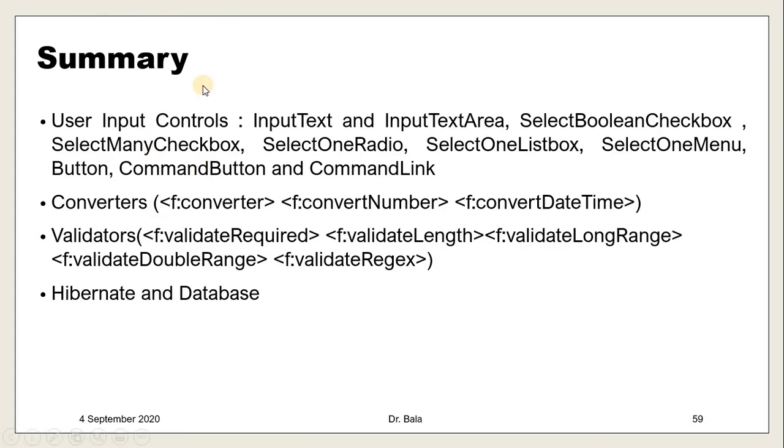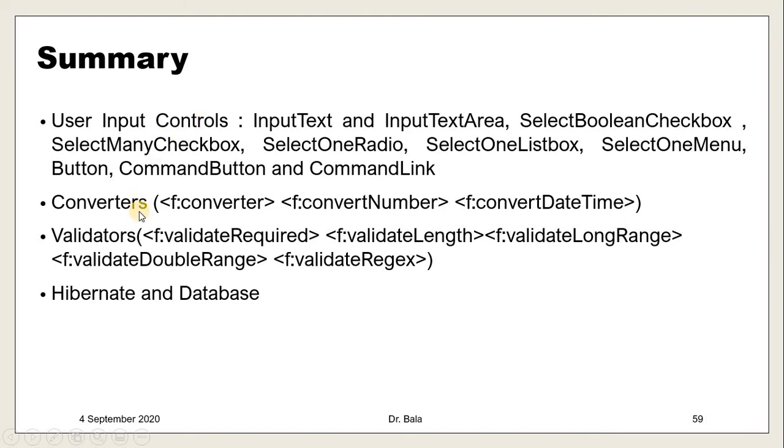So what is unit 2? First thing is we discussed user input. So that was our first topic. Second is converter and validator, and the last topic is Hibernate and database. In the user input, we discussed most of the controls, most of the tag libraries which get the input: input text area, boolean checkbox, select many checkbox, select one radio, select one list box, select one menu, button, command link. All these inputs we discussed in topic 1.